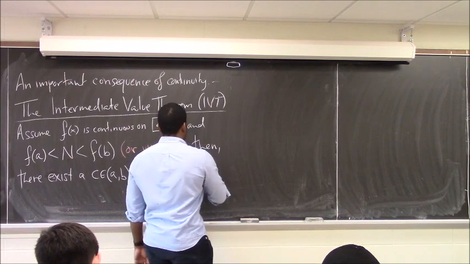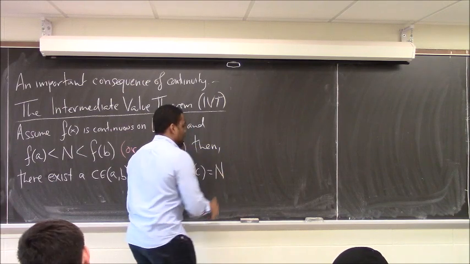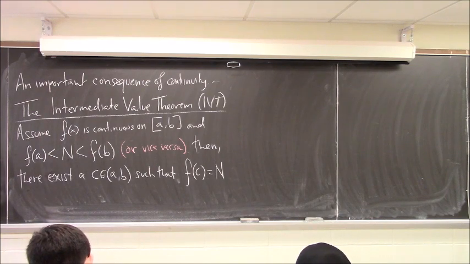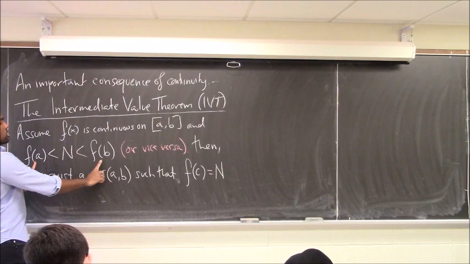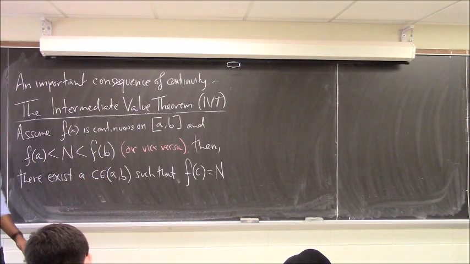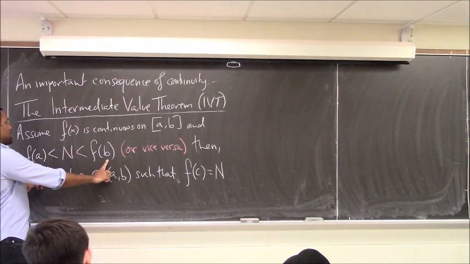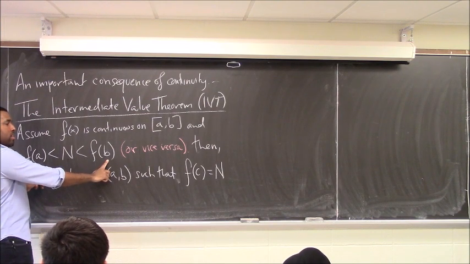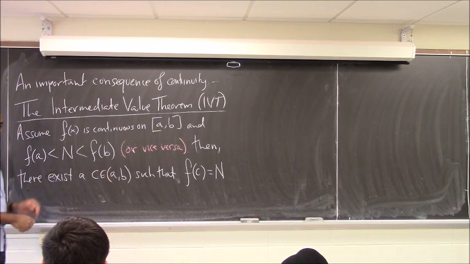Such that f of c will give you that output n. This is called the intermediate value theorem. Basically, it's a theorem that says a continuous function will hit all intermediate y values. If I know the y values at the endpoints, then that continuous function will attain every single y value in between those two points.